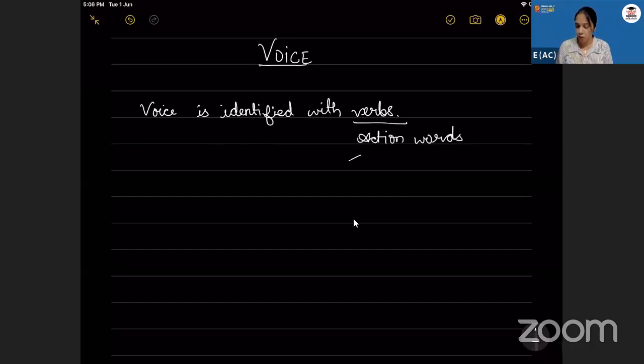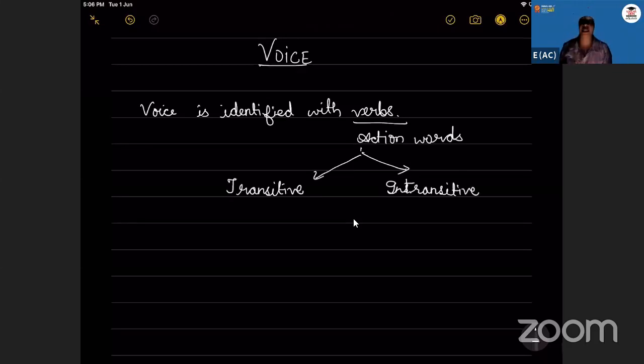Yes. Remember, we have transitive and intransitive verbs. In active and passive voice, we are concerned with what? Transitive or intransitive verb? Intransitive verb. Transitive verb. We are concerned with only transitive verbs, right? Yes, ma'am. It is only the transitive verbs.